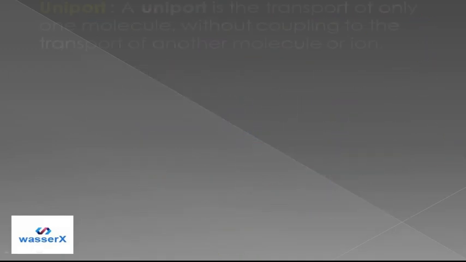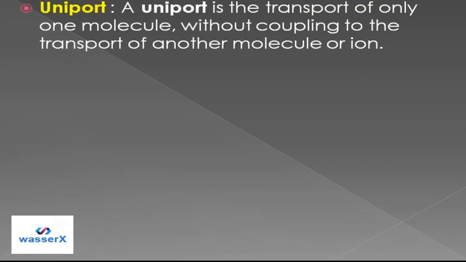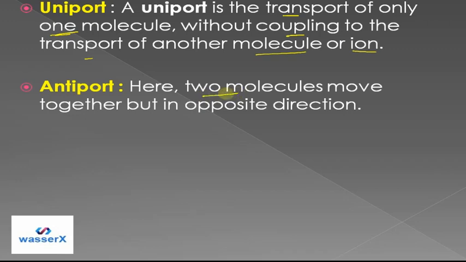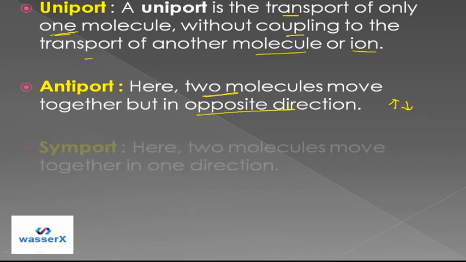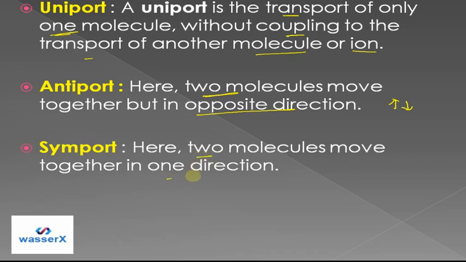By definition, uniport is the transport of any one molecule without coupling to the transport of other molecules or ions. In antiport, two molecules move together, but in opposite directions. One molecule goes out, then another one comes in. And in symport, two molecules move together in one direction. Either they both go out, or they both come in, right? So this is all about active transport.